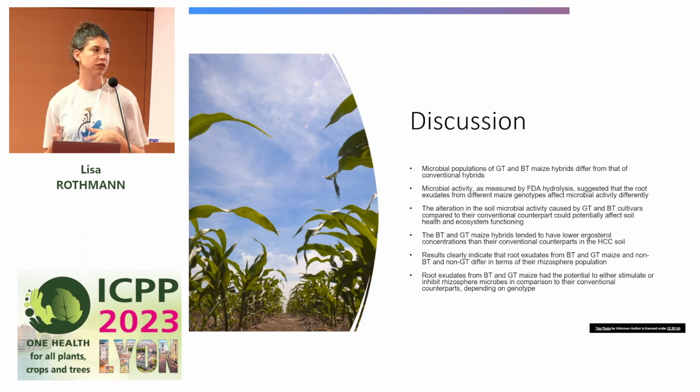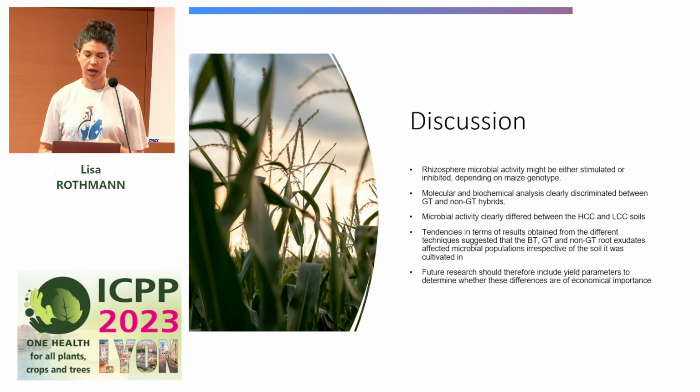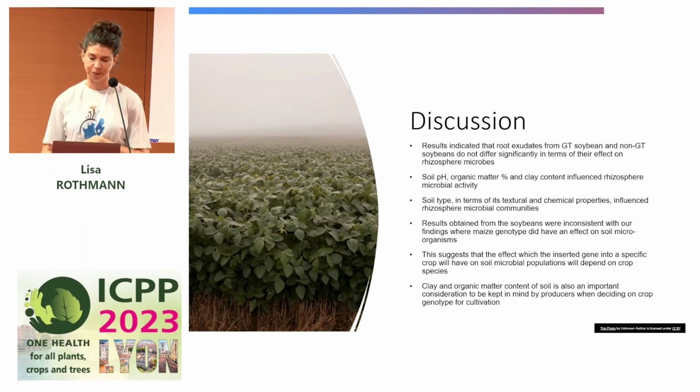And they also saw that with the soybean, though, there were no differences. And ultimately, they are looking at where future research could include yield parameters to see if they're actually making any economic impact for the producer. I mean, it's great to do the research and find the results, but ultimately we need to know what influence this will have on the producer's practices and selection of the cultivars to preserve the soil that we have.